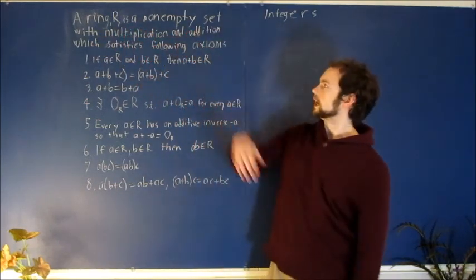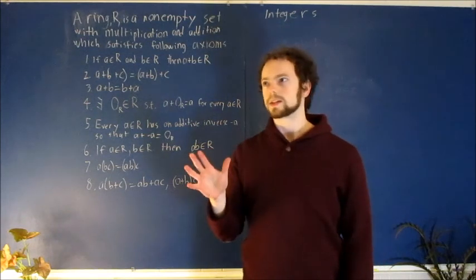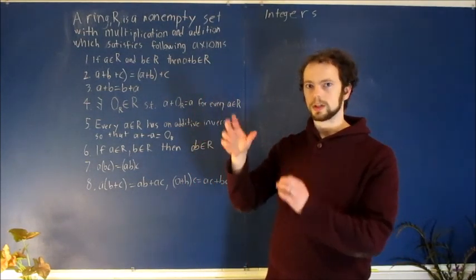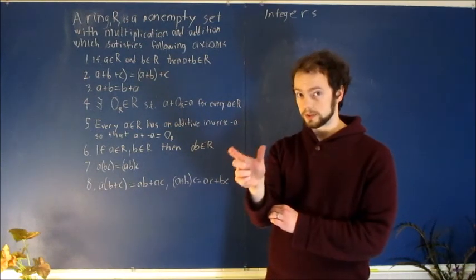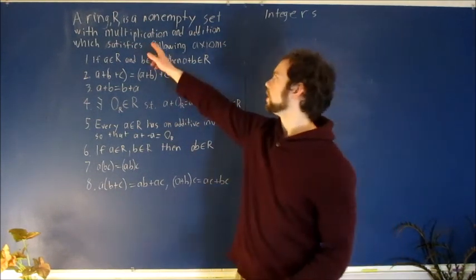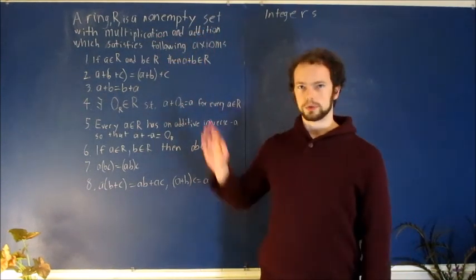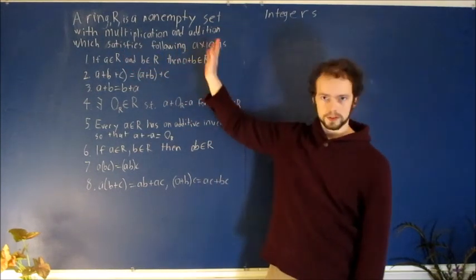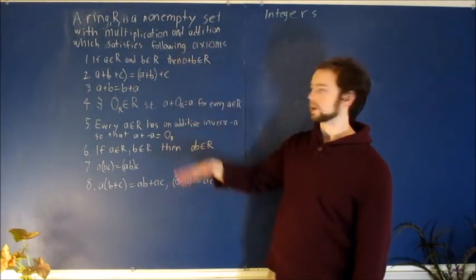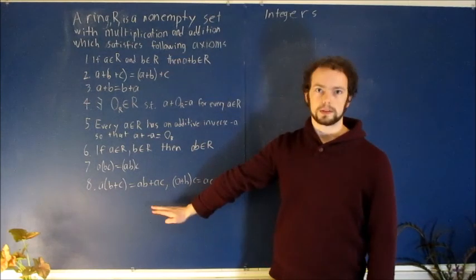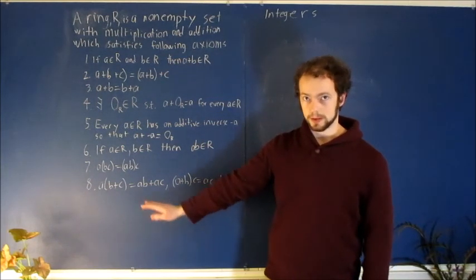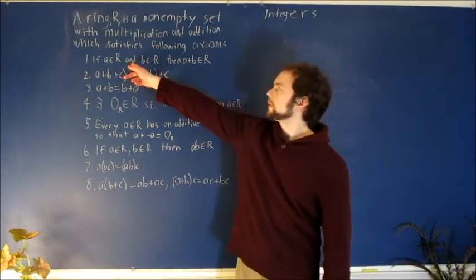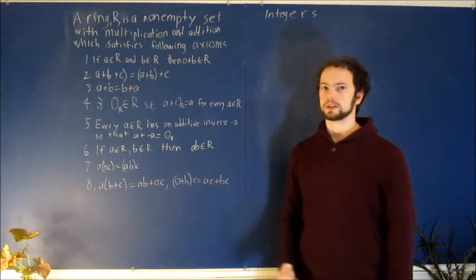With multiplication and addition, so this just means that there are two operations that you can do to the elements of this set, right? And usually they're thought of as addition and multiplication. We'll treat them that way for now, which satisfies the following axioms. Okay, so all 8 of these have to be satisfied by the set in order for it to be a ring. Okay, the first one is called closure under addition.